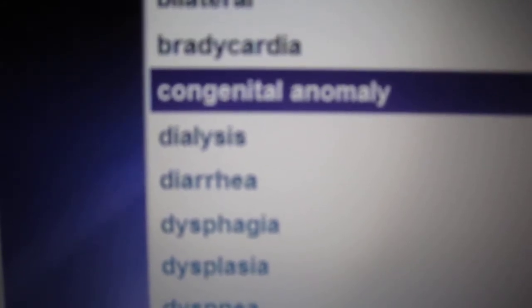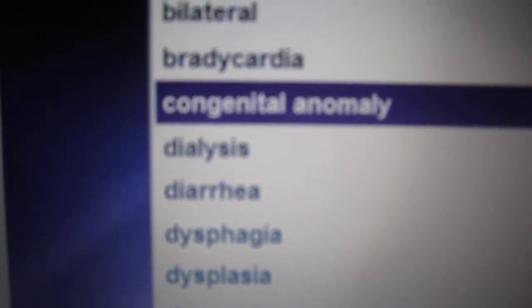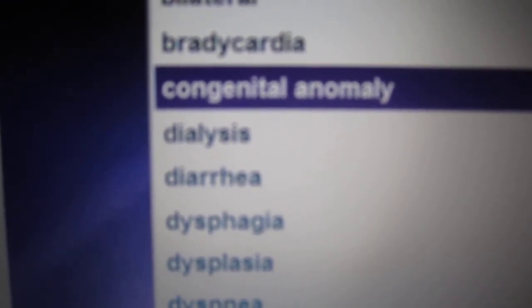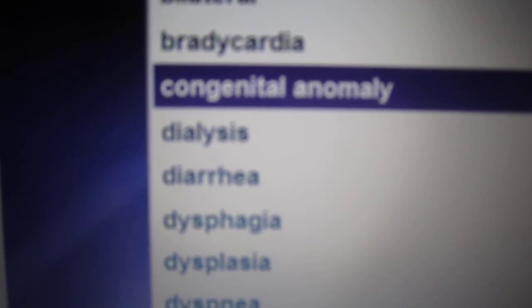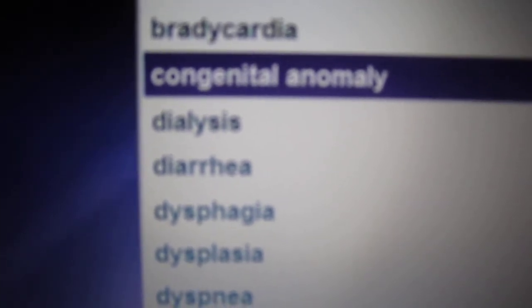Congenital anomaly. A congenital anomaly is an abnormality present at birth. Examples of congenital anomalies are Down syndrome, cleft palate, and heart defects.